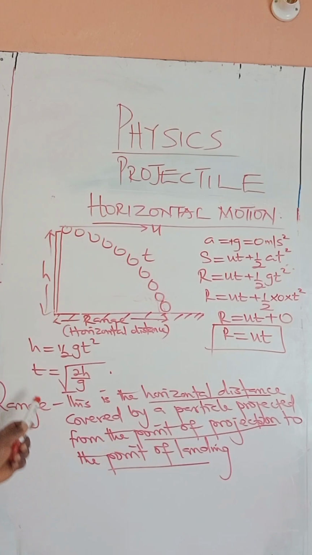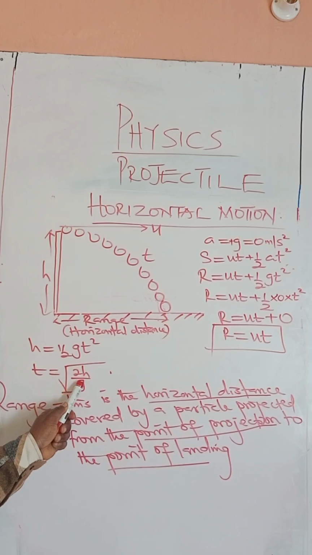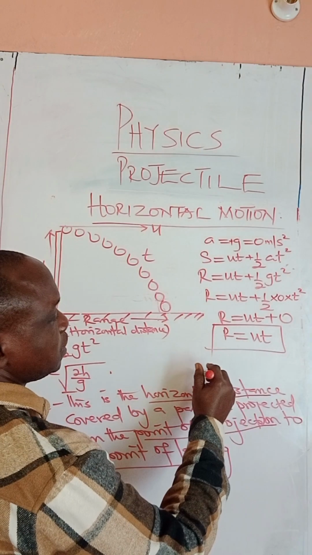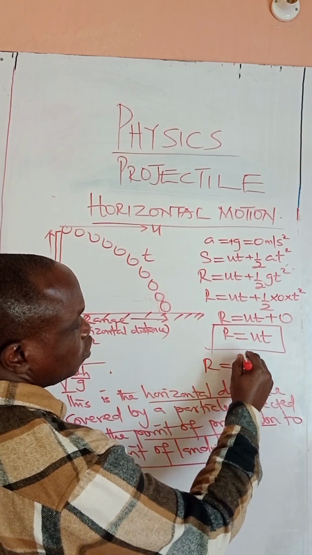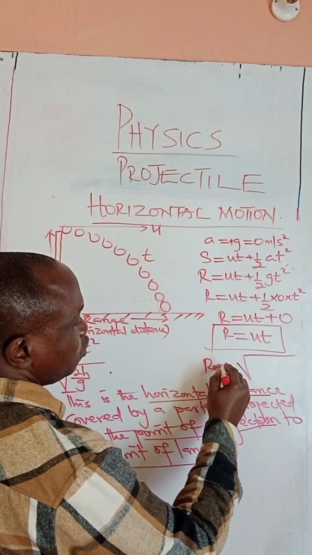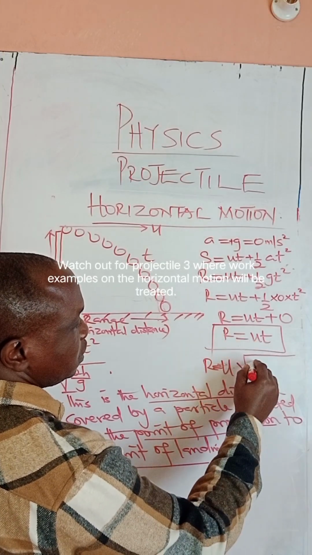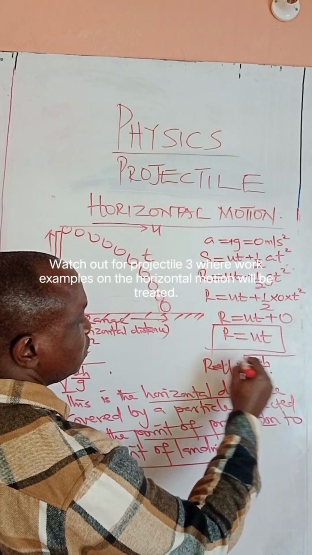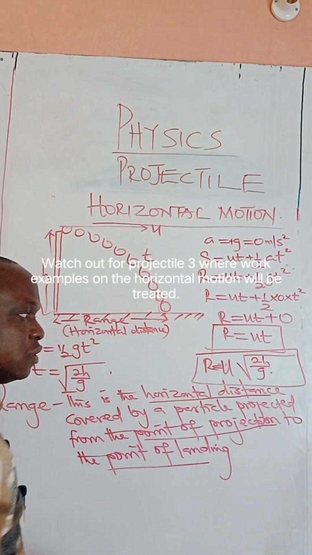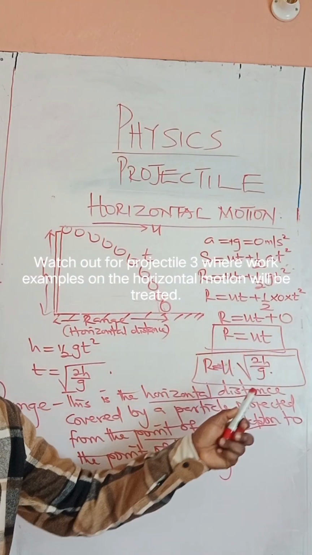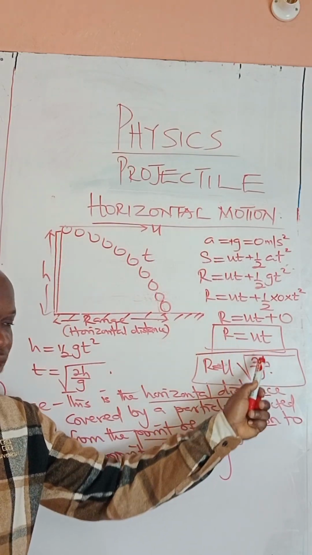So another formula: recall that t is equal to the square root of 2h over g. You can replace it and put R is equal to u times the square root of 2h all over g. This is another formula for finding the range. It's either you use u t or u times the square root of 2h over g.